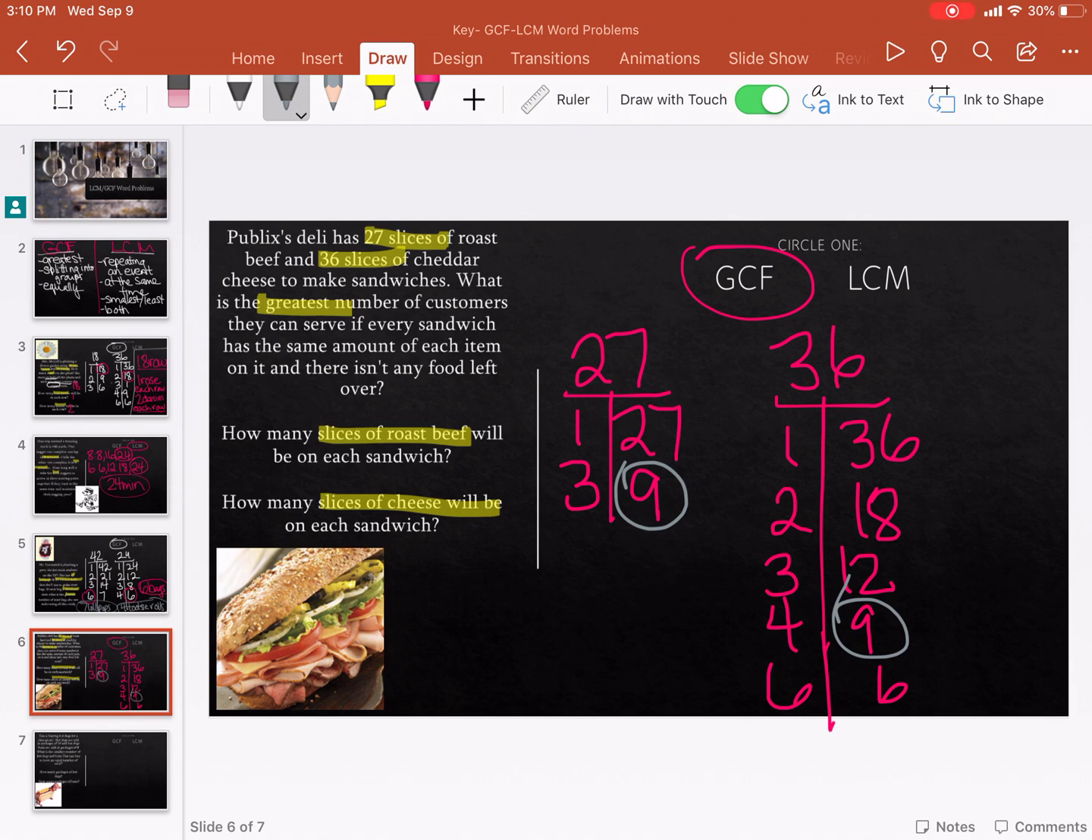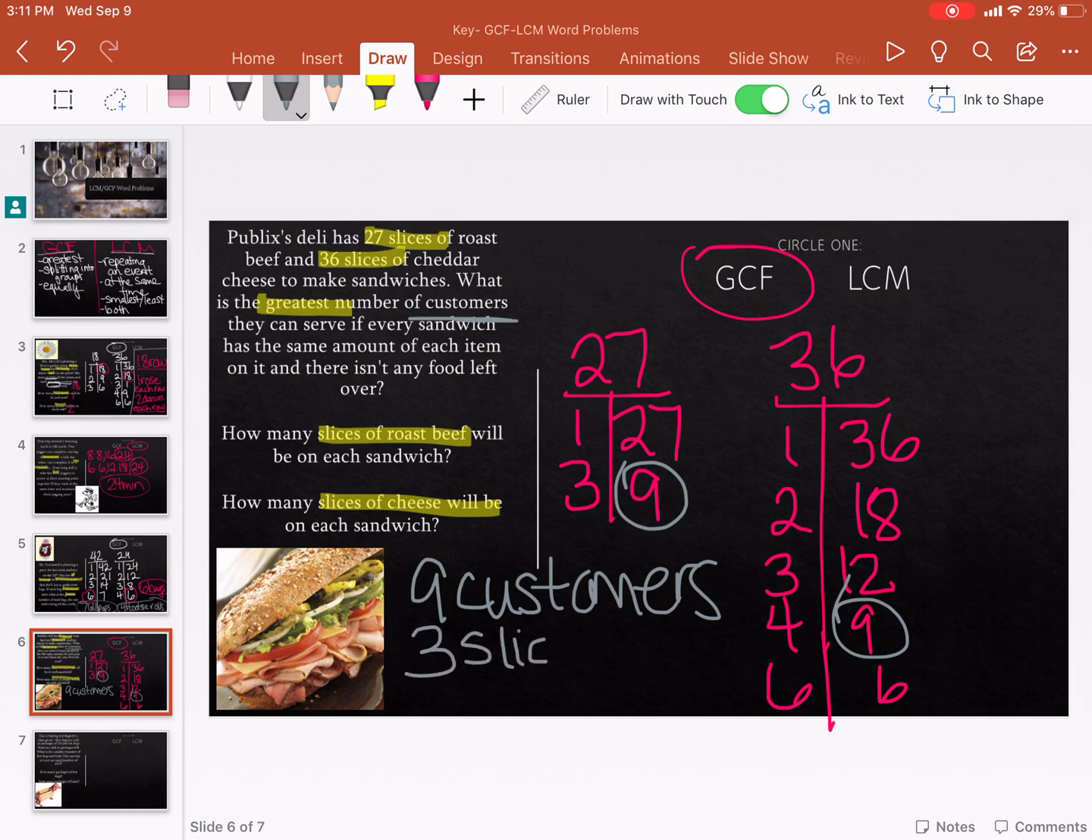So our answer, the question is, what is the greatest number of customers? So it's 9 customers. Okay, but how many slices of roast beef? So if there's 9 customers, 9 times what gets you to 27 is 3. 3 slices of roast beef. I'm going to just put RB. Then if there's 9 customers, 36 divided by 9 gives us 4, 4 slices of cheese.